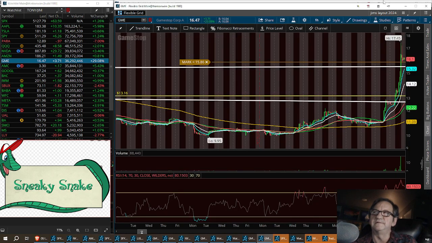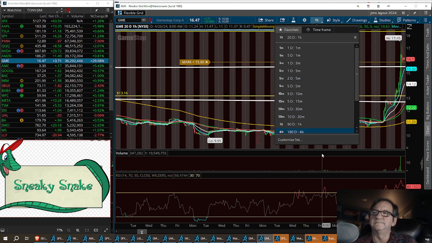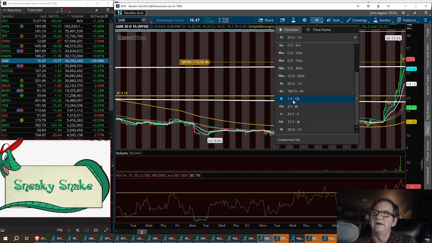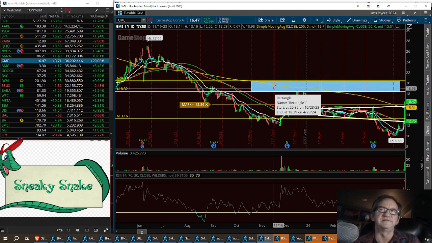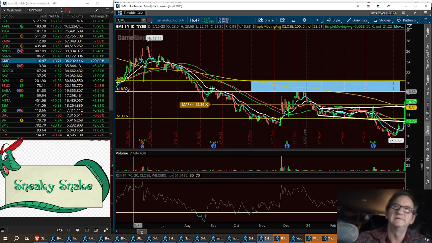I mean, look at the yearly candle. And we broke the 200. And we got this next resistance channel to get to, 18.33 to 20 bucks.